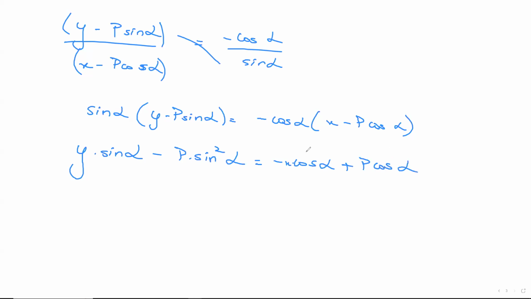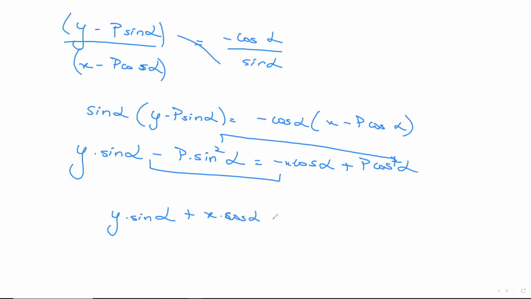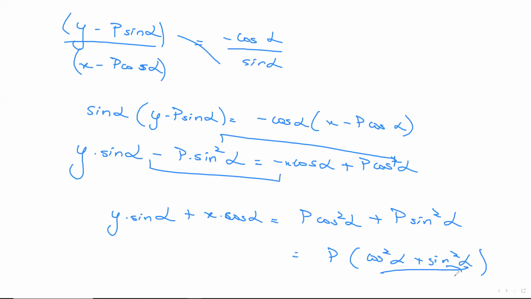Now what? Bring all the squares to one side, cos square alpha. If I want to bring the squares to one side, shift the ones without squares to the other side. So y sin alpha remained as it is. The minus becomes a plus here: plus x cos alpha is equal to p cos alpha, which was already there, and the minus becomes a plus here, becomes p sin square alpha. On the right hand side, I take p common. After taking p common, cos square alpha plus sin square alpha remains, which is nothing but 1. So on the right hand side, the answer is p.